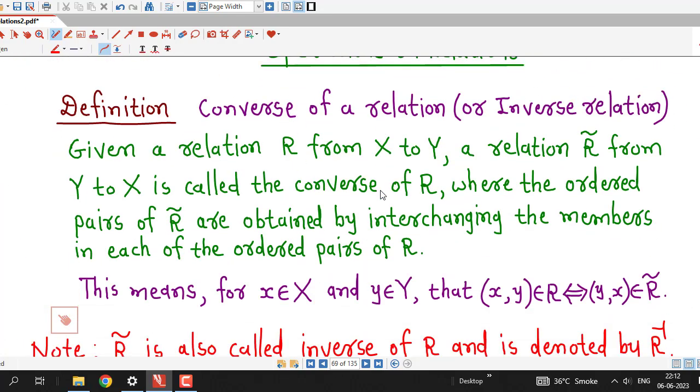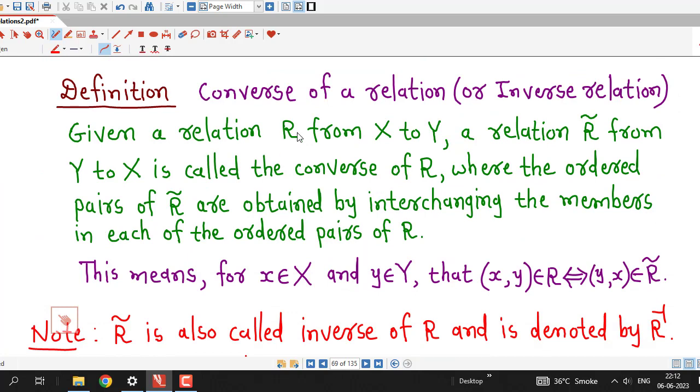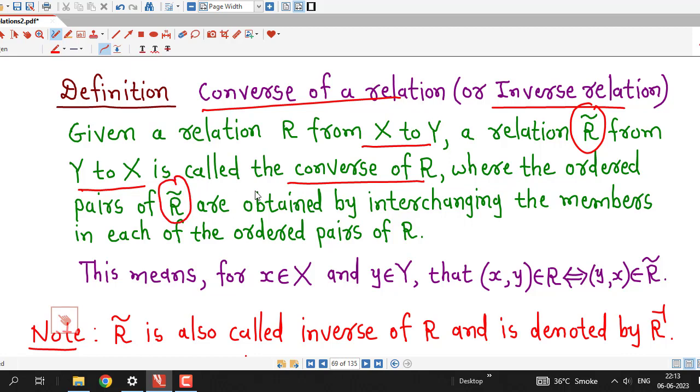Here I have written both definitions systematically. Converse of a relation or inverse of a relation: given a relation R from X to Y, a relation R tilde from Y to X is called the converse of relation R, where the ordered pairs of the converse R tilde are obtained by interchanging the members in each of the ordered pairs of the given relation R.